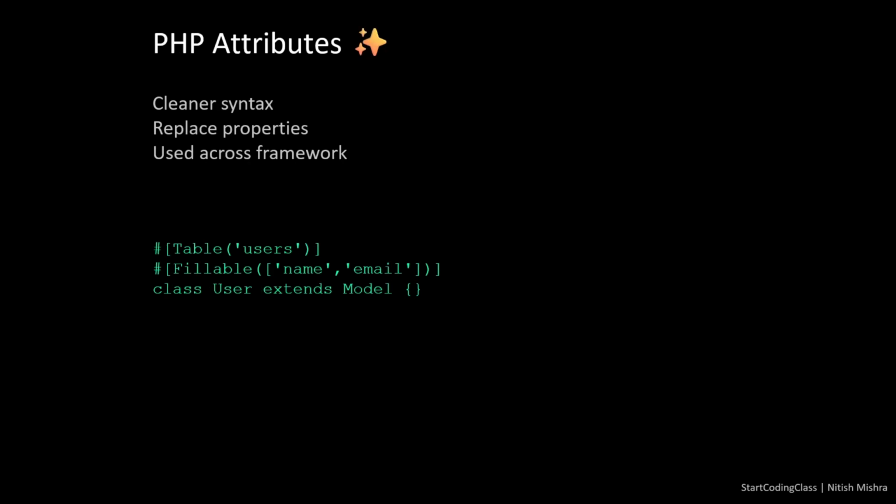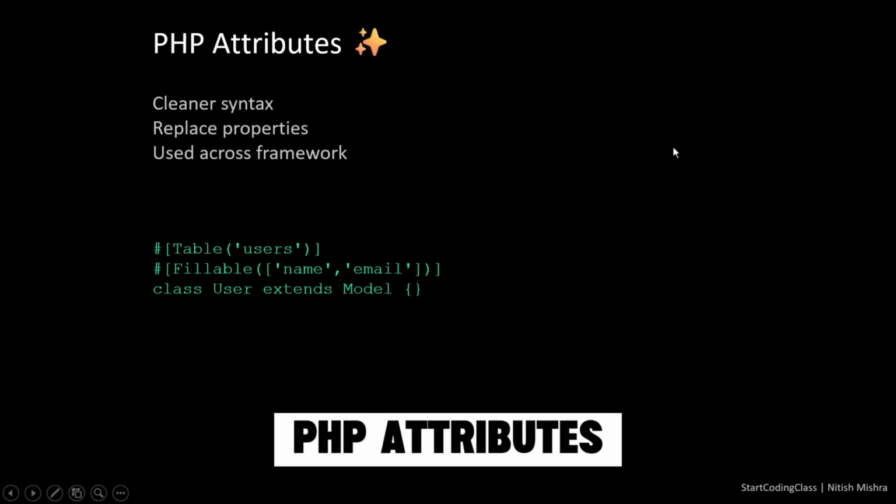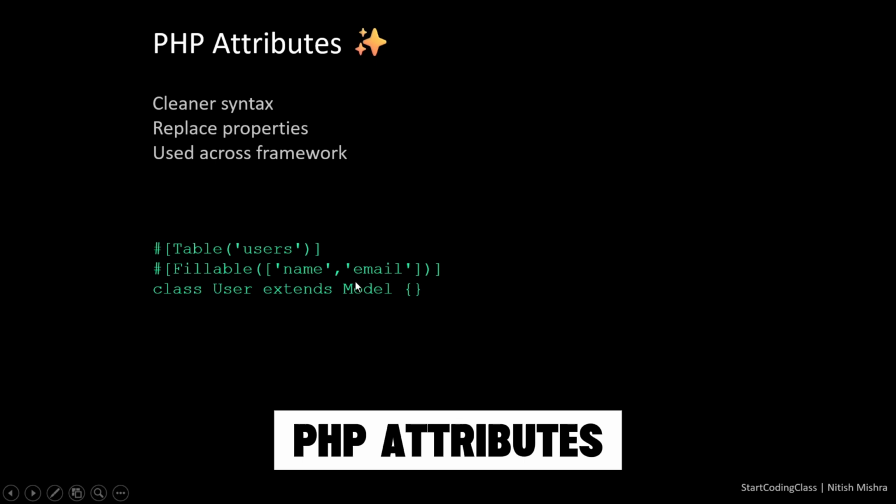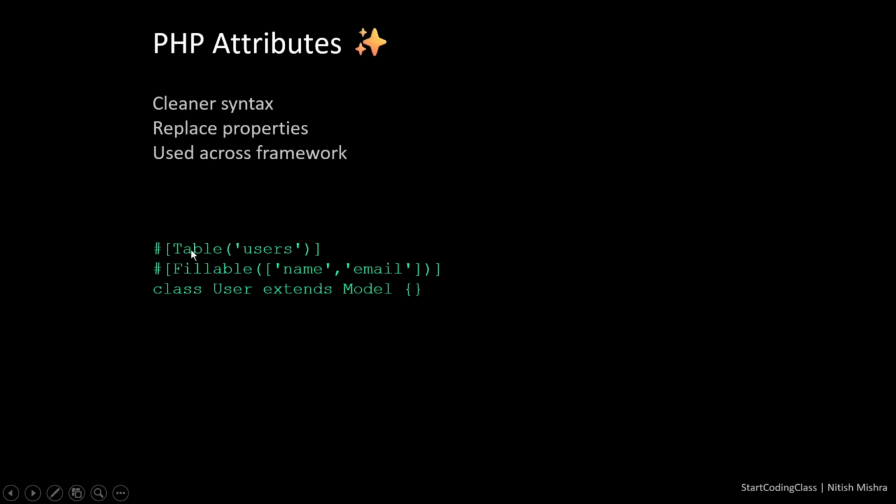Next is PHP attributes. You can see table, users, fillable, name, email, these types of things. This table attribute defines the table, and fillable is the mass assignable fields. This is cleaner than properties because these attributes are now used in models, controllers, jobs, and commands also.